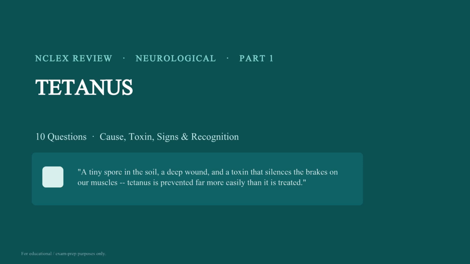This is Tetanus, Part 1, the cause, the toxin, the signs, and how we recognize it in 10 in-depth scenarios. We will cover Clostridium tetani and how it enters through wounds, how tetanospasmin blocks inhibitory signals to cause spasms, the classic signs of trismus, risus sardonicus, and opisthotonus, the key point that the patient stays conscious, what incubation tells us, neonatal tetanus, and why diagnosis is clinical.